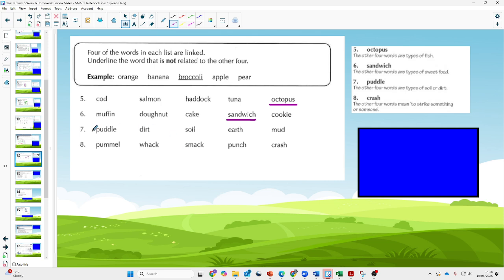Number 7, we've got puddle, because that relates to sort of water, whereas dirt, soil, earth and mud are all types of soil or dirt. And number 8, we've got pummel, whack, smack, punch and crash. So the answer is crash, because all the others mean to strike something or someone.